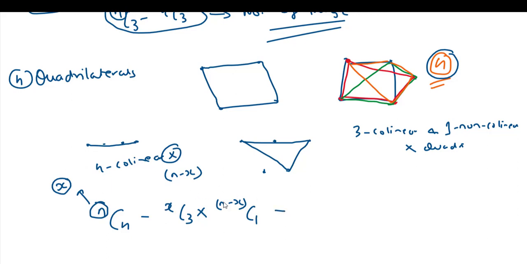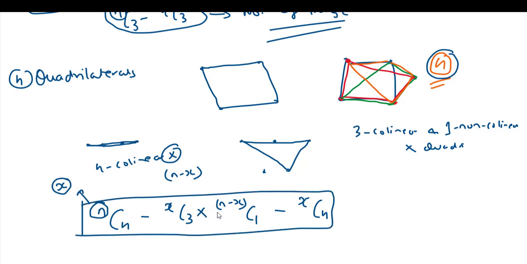And in addition to that, we'll also have to subtract the case where we join 4 collinear points. So if we join even 4 collinear points, we are not going to get a quadrilateral. So there are x collinear points. If we join any 4 points out of these x collinear points, we are not going to get a quadrilateral. So the number of quadrilaterals that can be formed using n points, out of which x points are collinear, will be given by this formula: nC4 minus xC3 into (n minus x)C1 minus xC4.